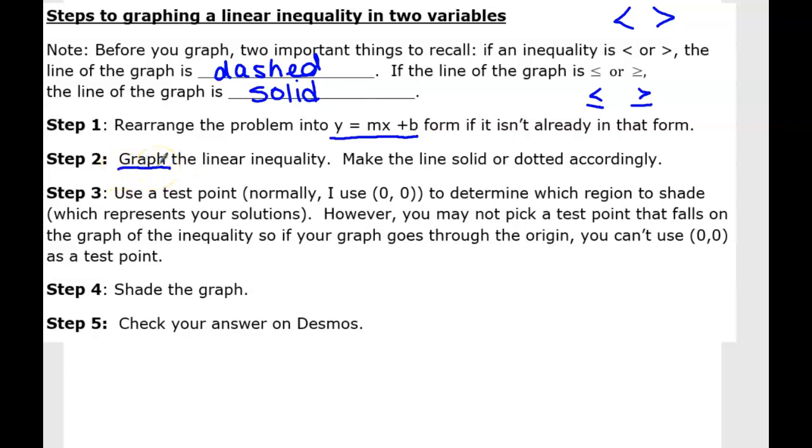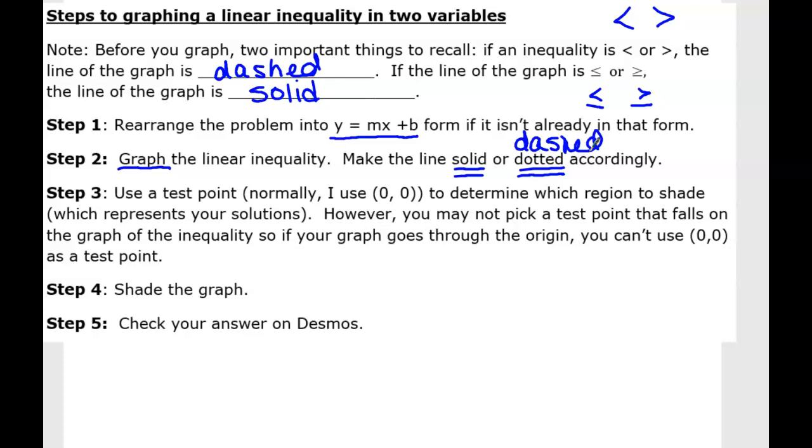So we graph the linear inequality. Make sure the line is either solid or dotted, or dashed, accordingly. And then we have to color. We're going to shade one side of the line. So we like to use a test point. Maybe use 0, 0 to determine which side of the line to shade. And the shaded side represents all of your solutions.